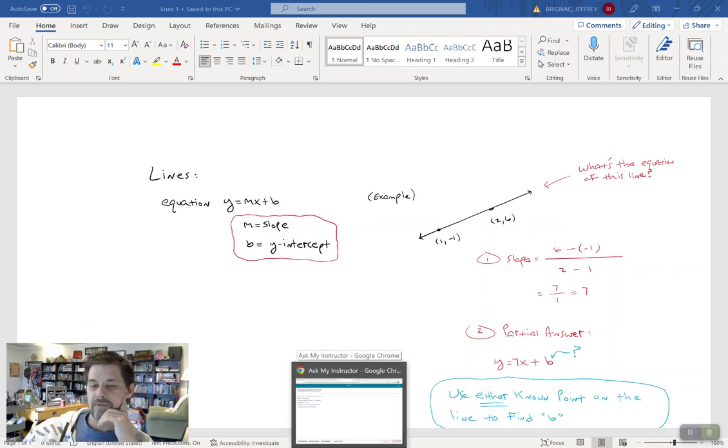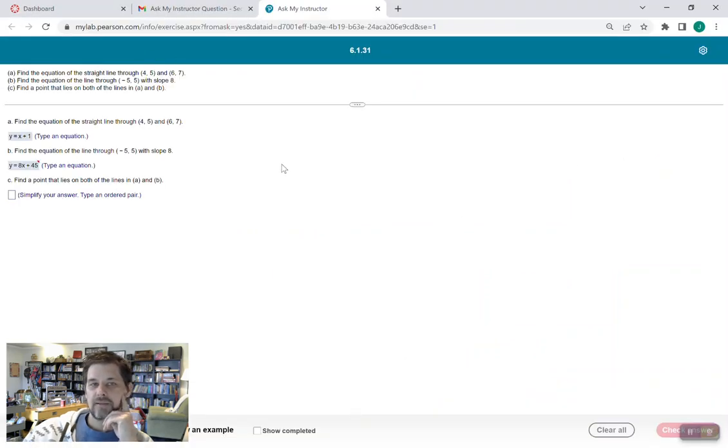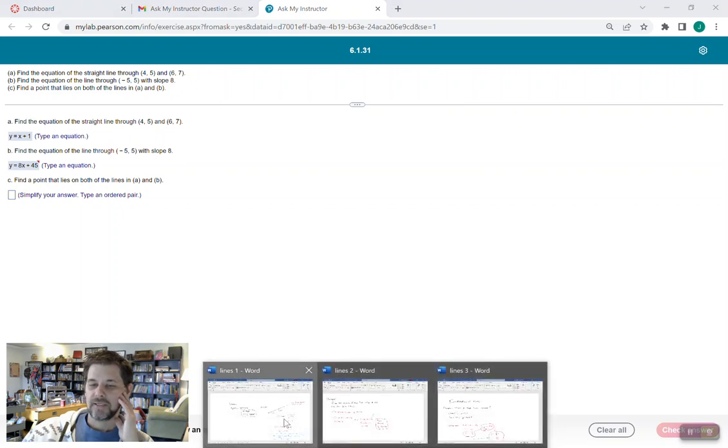today it came up to solve this kind of question. Here it is in my math lab where we have various questions about lines. Okay, so we're given a line that has different points on it, or maybe the slope of the line is known, or something like that. Okay, so let's talk about how to do that.